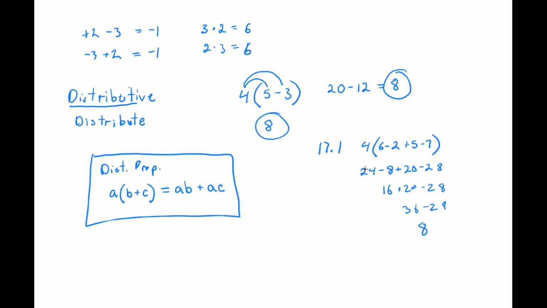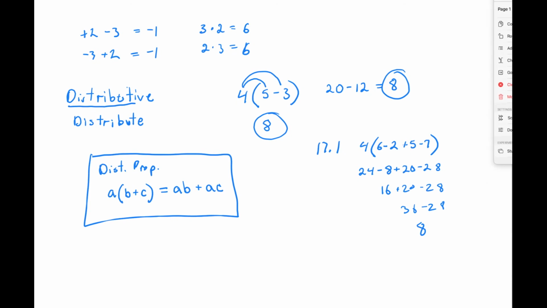But yes, that gives us 24 minus 8 plus 20 minus 28, which gives us 8. So this gives us 16, this gives us 36, and this gives us 8. All right, let's clear the page. You should have all of this written down. If not, pause and then proceed.